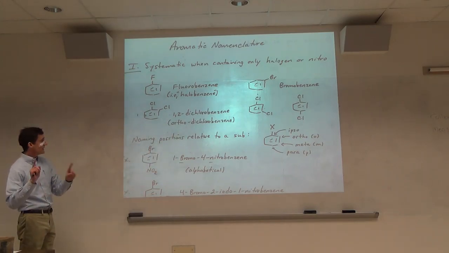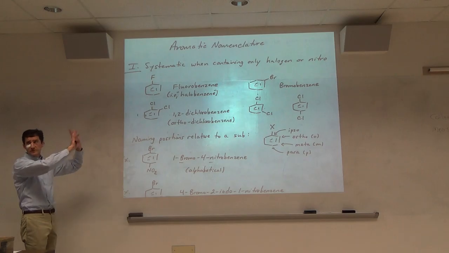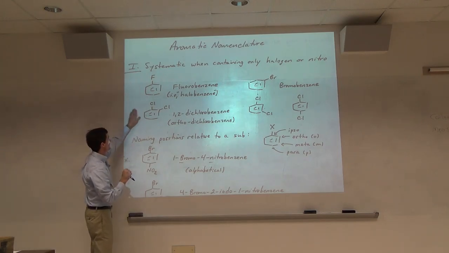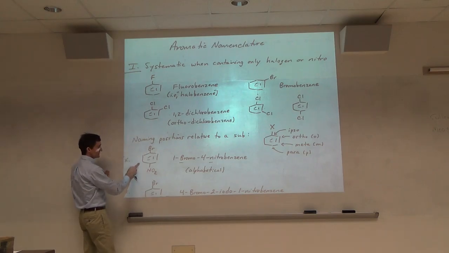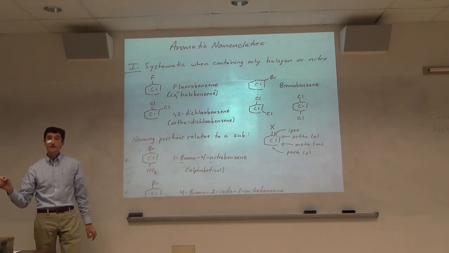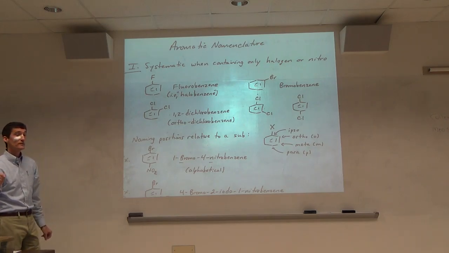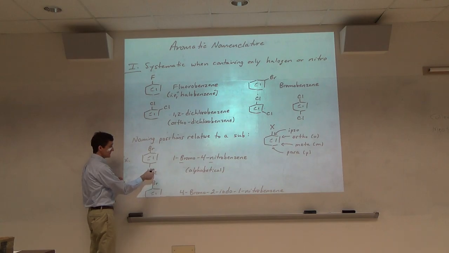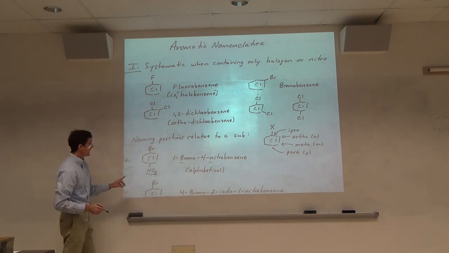Okay, let's do some more. So your halogens are just named like bromobenzene. There's nothing unique there. When you have a nitro group, it's also just called nitro. And we'll see more nitro. In fact, today in lab and Friday, what are you doing to fluorine? If you're nitrating it, you're going to put a nitro group on. NO2, you need to know the Lewis structure for this group.